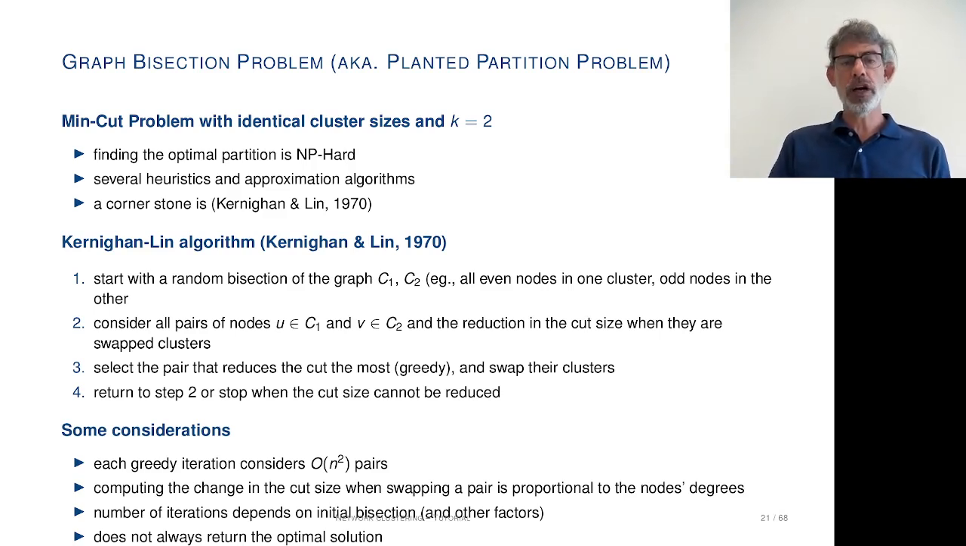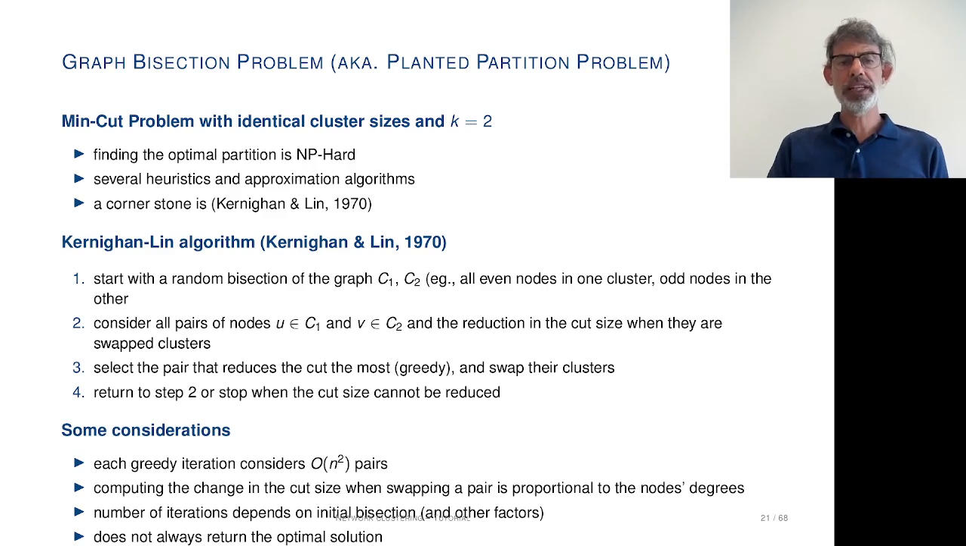Each pair gives you a reduction or an increase in cut size, and then you select the pair that reduces the cut the most, and you swap their clusters. So the greedy step is just selecting the pair that reduces the most. And then you return to step 2 by considering all pairs again and choosing the pair that reduces the cut size the most. The algorithm stops when you cannot find a swap that reduces the cut size.